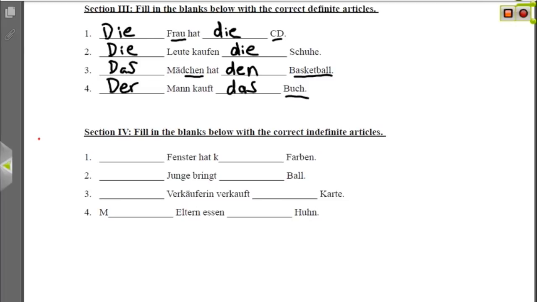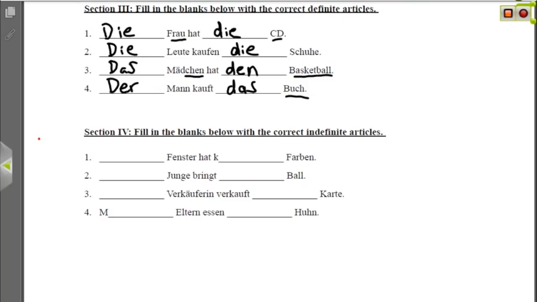In the next section, we have here fill in the blanks with the correct form of the indefinite articles. So we have to fill in the blank with indefinite articles, which are the ones from the second chart. We have blank Fenster hat blank Farben. Fenster is a window, haben again is to have, and Farben is colors. So we have here window has colors.